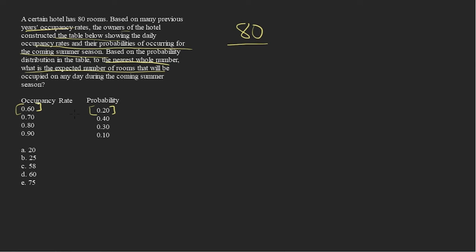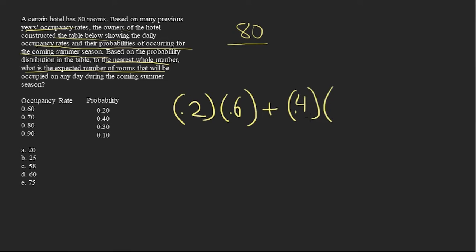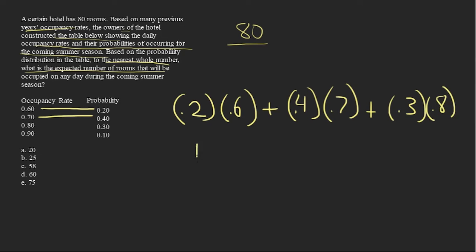If that seems like a lot to juggle in your head, it totally is. So I'm just going to show you what that means. That means there's a 20% chance that 60% of the rooms will be occupied. But we have to add that to the 40% chance that 70% of the rooms are occupied. And then we're going to add that to the 30% probability that 80% of the rooms are occupied. And lastly, we're going to add that to the 10% probability that 90% of the rooms are occupied.